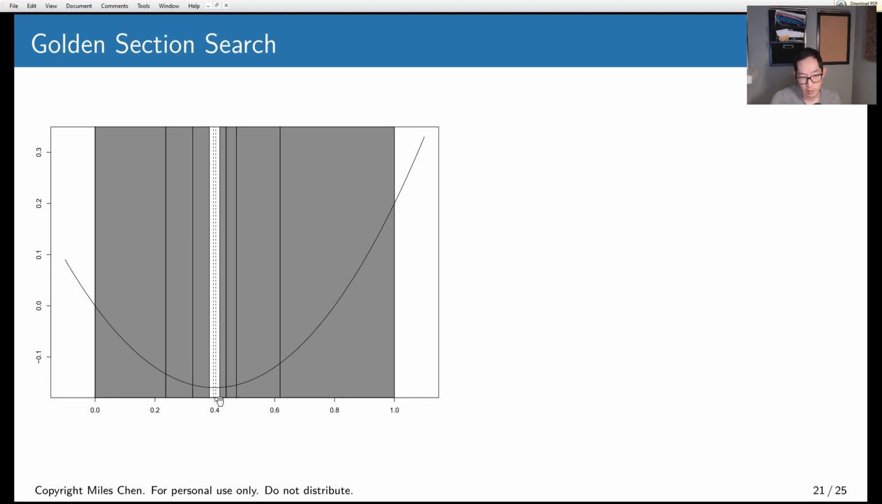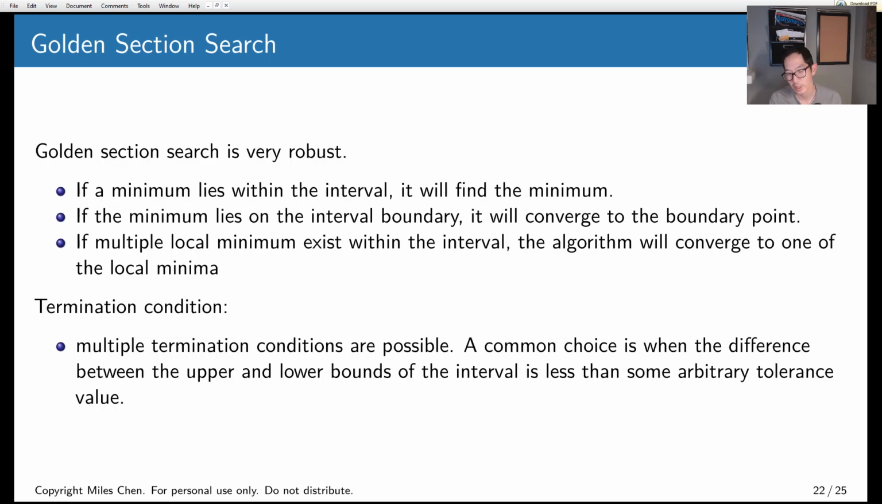And we keep going, and eventually the intervals just keep shrinking and shrinking, and you get smaller intervals. At some point you can say, all right, the lower bound and upper bound are near enough together that I'll go ahead and stop, and that can find your minimum value.